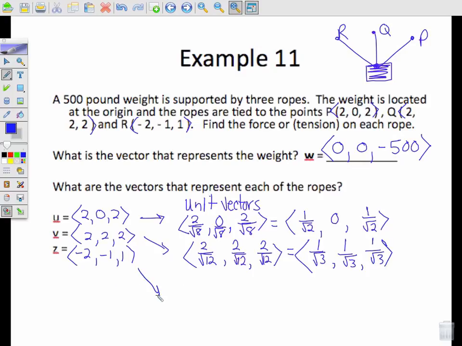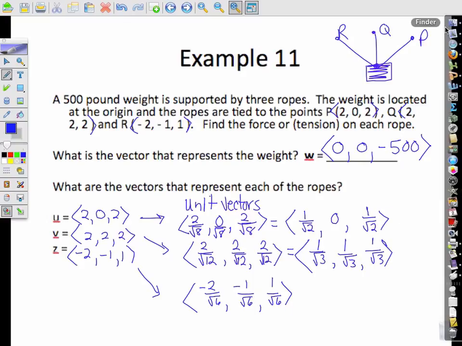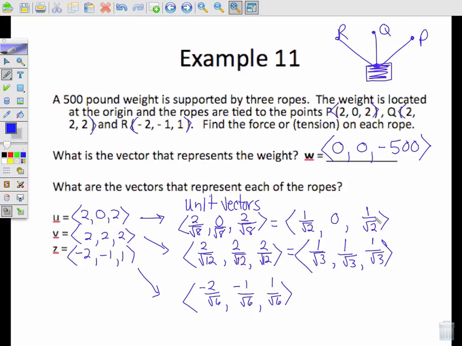Still got the last unit vector left. All right, we've got 2 here, -2 over, the magnitude is the root of 6. So -2 over the root 6, -1 over the root 6, and 1 over the root 6. There's our three vectors. Now here's what we've got to do.